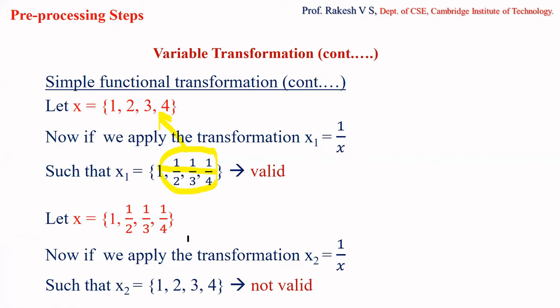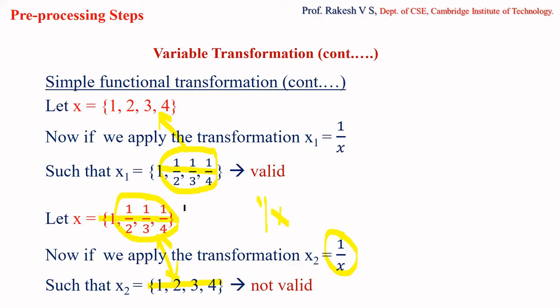But say now this is the original set of values. For this you apply the transformation 1 by x, and you will get 1 2 3 4. Now when you compare this set and this set, are the values in x2 less than x? No, they are greater than x, right? But can I take this for analysis? No, because my analysis requires values less than these values. So when I want values less than this, the transformation 1 by x becomes invalid. That is what I was talking about.